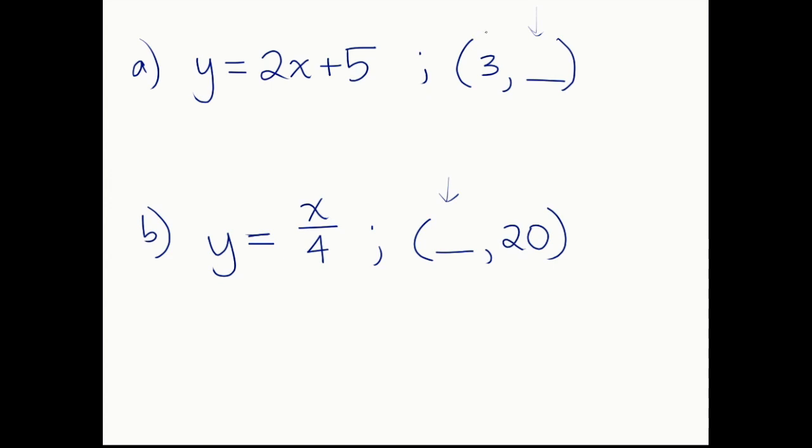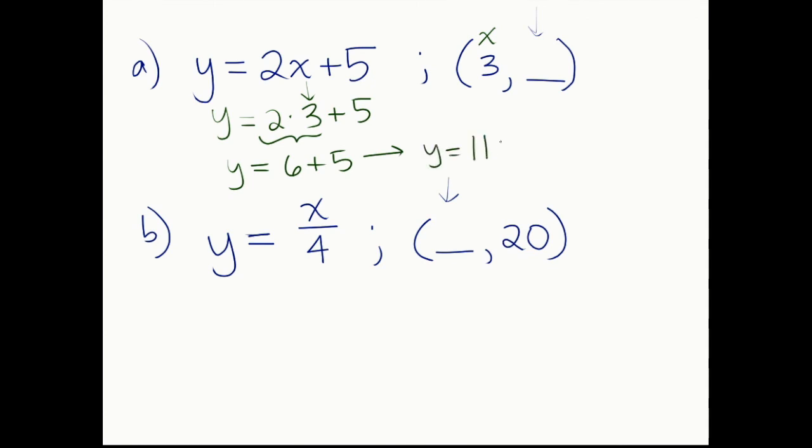Okay, let's check our answers. So here we know that x equals 3. So I'm going to rewrite this, y equals 2 times 3 plus 5, and 2 times 3 is 6, so y equals 6 plus 5, y then equals 11, whoops, so my final answer is 3, 11.